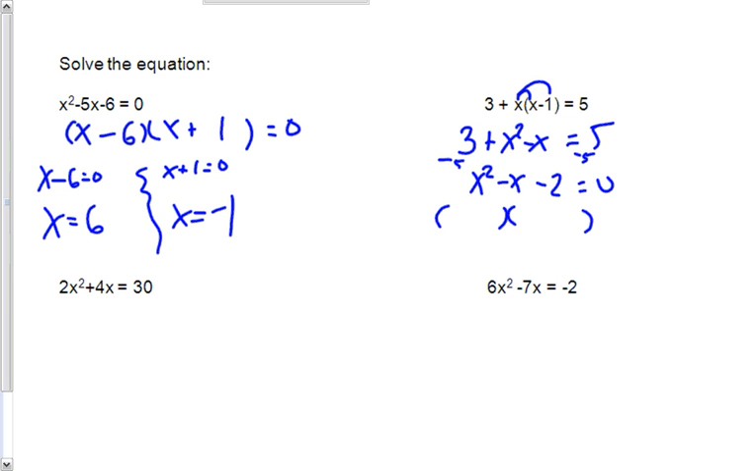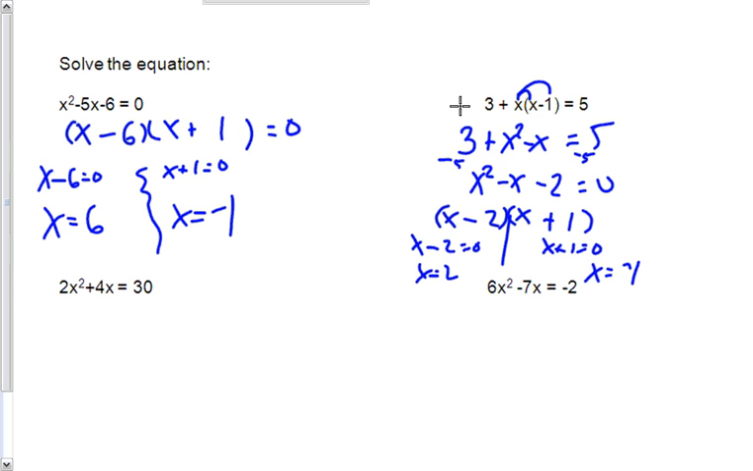The last sign is negative. So it's got to be a negative and a positive. Things that multiply and do this, I do 1 and 2 because the bigger one's negative there. Set them equal to 0. X minus 2 equals 0. X plus 1 equals 0. X equals 2, x equals minus 1, and those are our solutions.